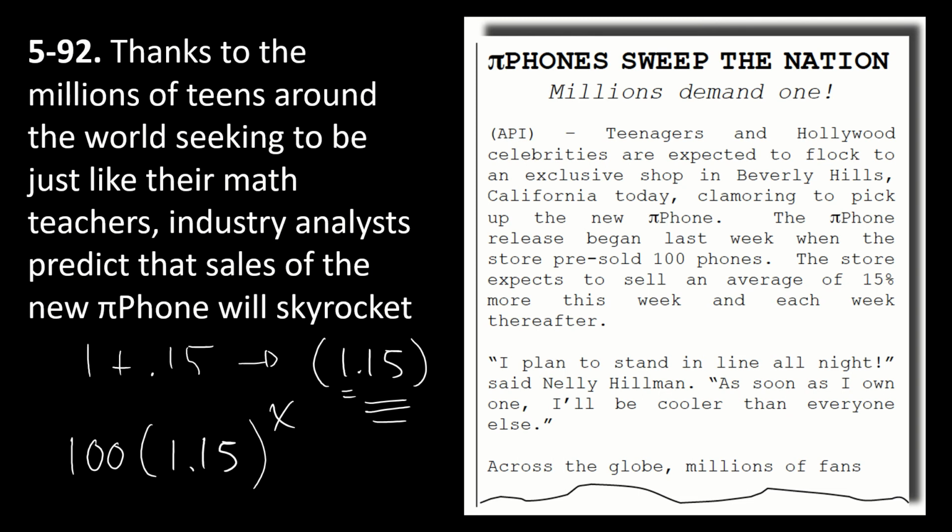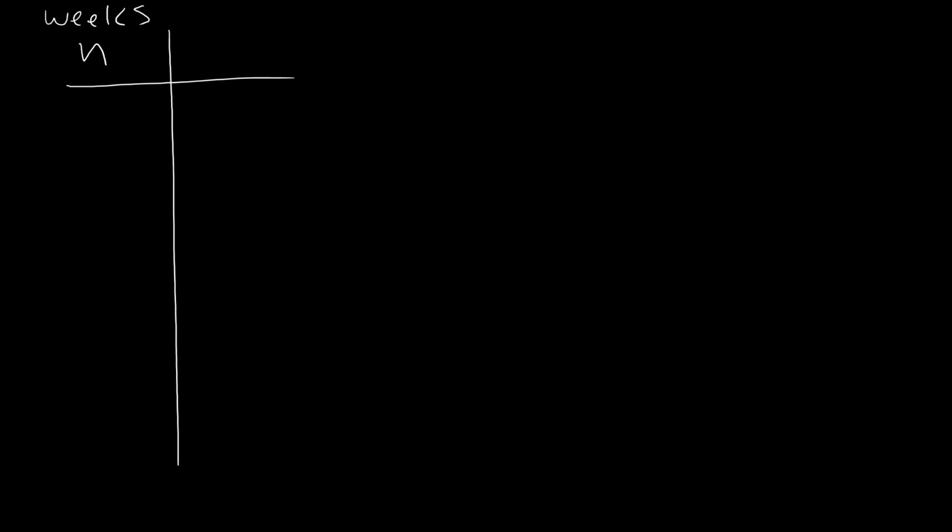So if I wanted to look at this a little bit more cleanly, I might try to set up a table. So let's do that. I'm going to grab the pen and I'm going to draw a table. And I'm going to let n be the number of weeks, and I'm going to let t of n be the number of PiPhones sold. So I can have week 1, 2, 3, 4, 5.